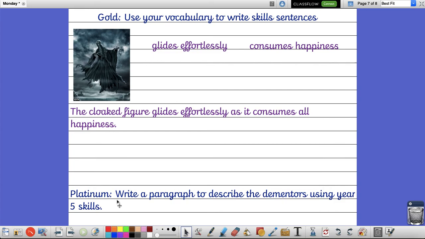For Platinum though, rather than just writing some skill sentences, I would like you to write a paragraph describing a Dementor, but using some Year 5 skills as well. So that is today's learning for you. Remember to watch the videos to help you with your descriptions of Dementors. Remember trying to make them quite mysterious characters that create suspense in our poems. And send us your work. If you get stuck, then please email Miss Williams or I, and we will help you along the way.